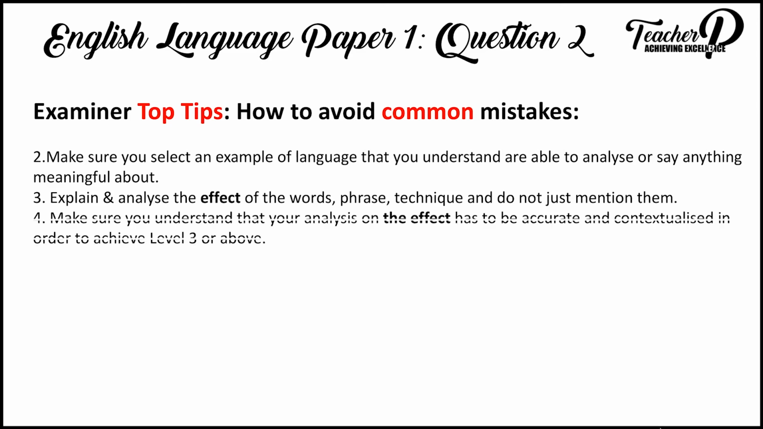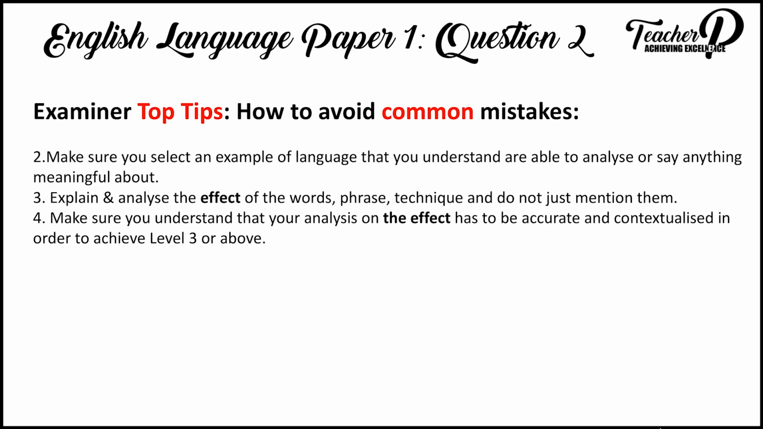You also need to make sure that your analysis of the effect is accurate and contextualised in order to achieve level 3 or above. And what I mean by that is it needs to be contextualised and driven from the overall meaning, tone or mood of the text. So for example, dark imagery doesn't always foreshadow death, and sibilance isn't always meant to be sinister. These are common pitfalls that students fall into, so make sure that when you are analysing the effect of the language, it is contextualised and it goes with the overarching meaning, tone, etc.